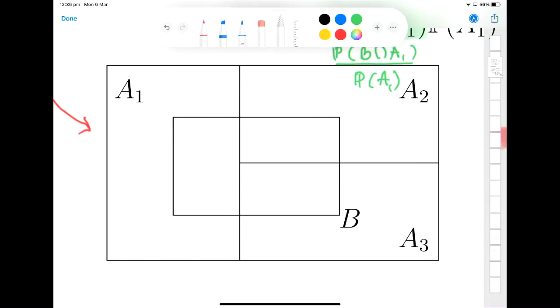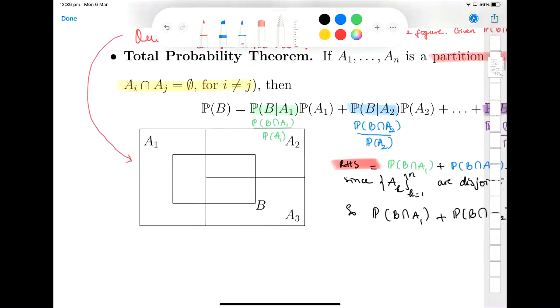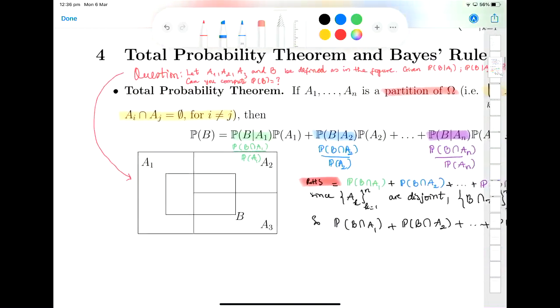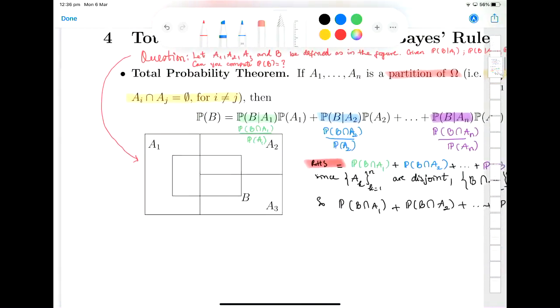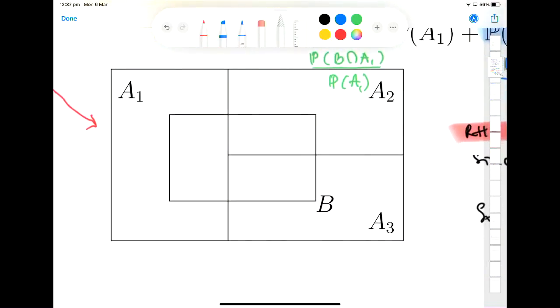What is the name for this property? A1, A2, A3 are disjoint and their union is the whole sample space, omega. Did you learn it before? Partition. Did you learn partition? Okay, so A1, A2, A3 are a partition, right? So you don't need this one because the probability of A3 will equal 1 minus the sum of these two probabilities. And the last one here also equals 1 minus the sum of these two probabilities. Actually, you don't need this.